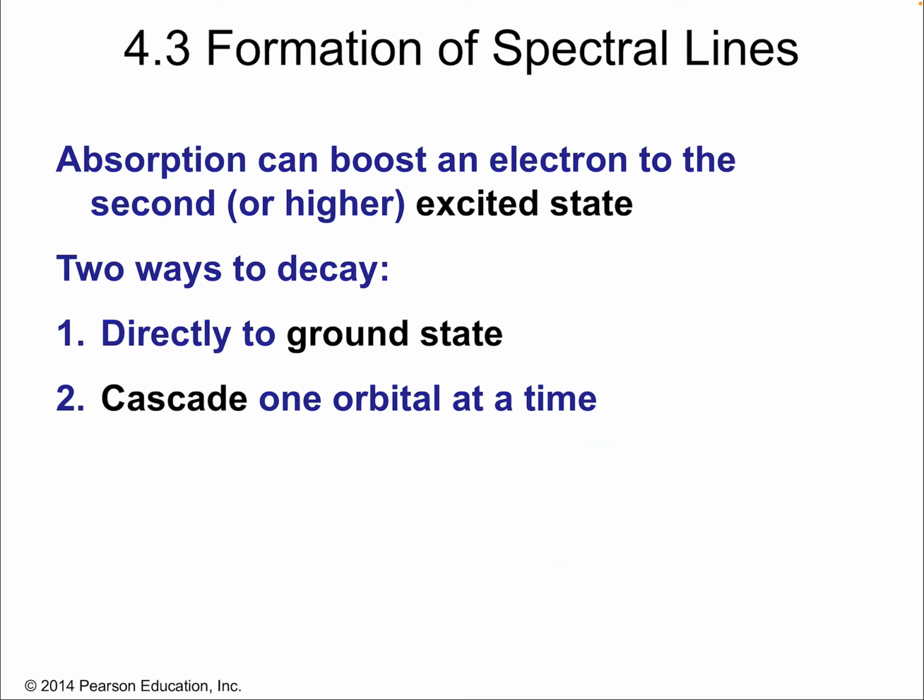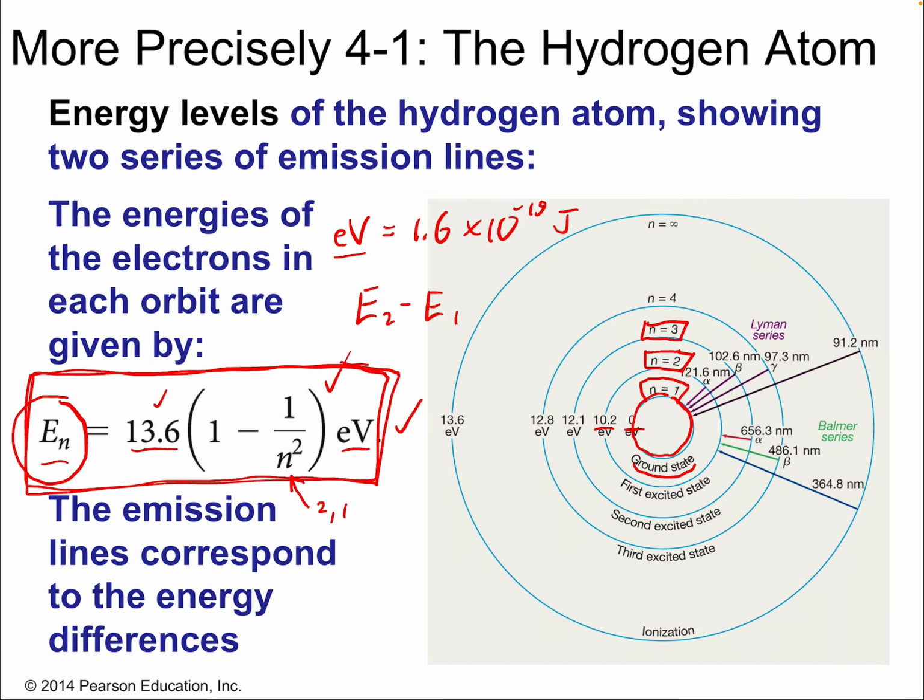Okay, all right. So let's now finish up our last few topics of the lecture. The formation of spectral lines, all right? Well, absorption can boost an electron to the second or higher excited states. There are ways to decay. So if an electron gets excited to a higher state, it can decay directly back to where it started. So for example, flipping back to here, I could have an electron in the ground state.